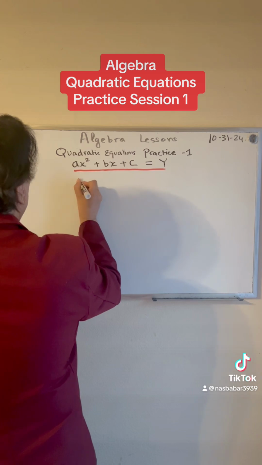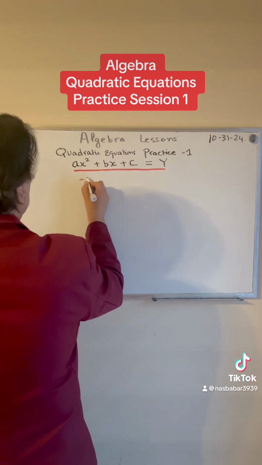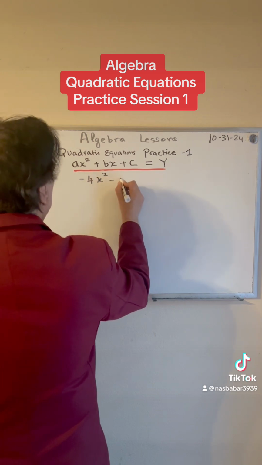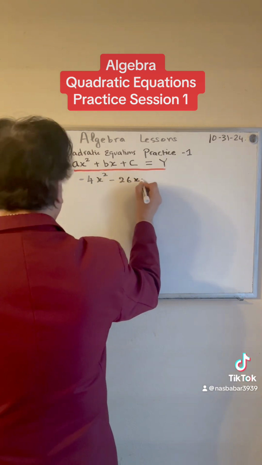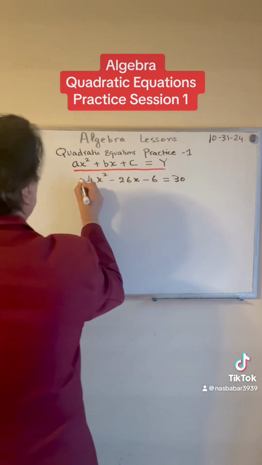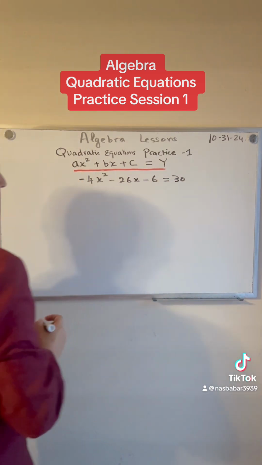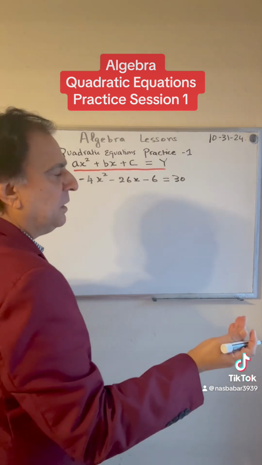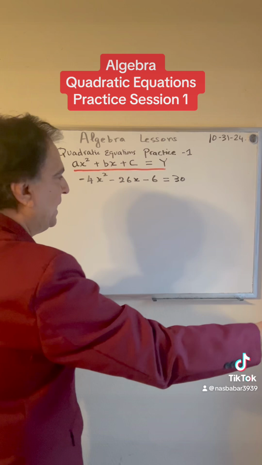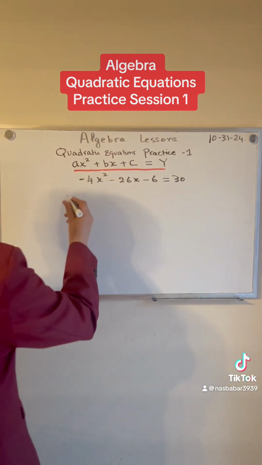Let's say we have minus 4x square minus 26x minus 6 is equal to 30. What I would like to do is move everything to the left hand side so I can only have 0 on the right hand side. So let me go ahead and do that.